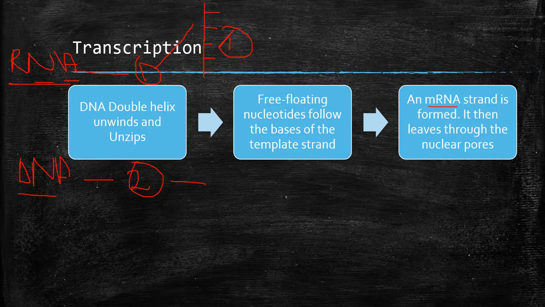Now with DNA, it's double-stranded. You have one side to it and you have another side to it. This is what we mean by double-stranded. There are weak hydrogen bonds here, but with RNA there is no need for weak hydrogen bonds. Now with RNA we have uracil, and then with DNA we have thymine.